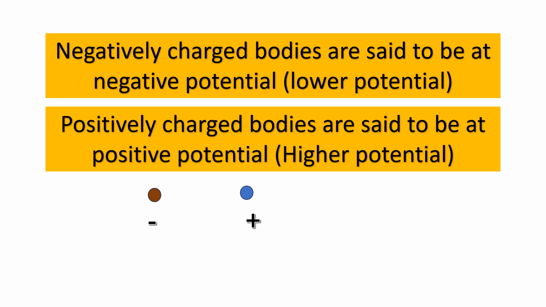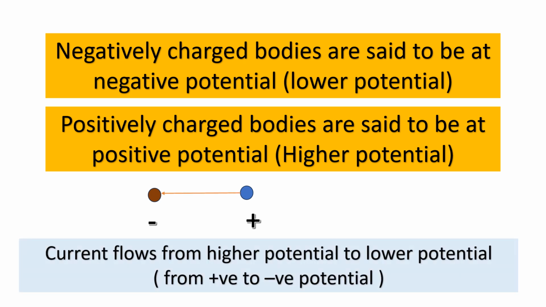Now negatively charged bodies are said to be at negative potential, or you can just imagine it as the lower potential. Positively charged bodies are said to be at positive potential, or you can think of it as higher potential. So in which direction will the current or the charge flow? In this direction, from a higher potential to a lower potential, or we say from a positive potential towards the negative potential. Current always flows from a higher potential. It's not higher actually, in terms of electricity, it is the positive potential towards the negative potential. This is the direction of flow of current.